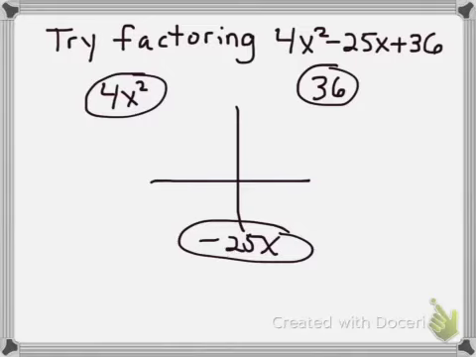Okay, so go ahead and pause and see if you can figure out what your factors will be, and then unpause it. And so do this on the side, on a scratch piece of paper or whatever, and try it yourself. Okay, so for 4x squared, our options were x times 4x or 2x times 2x.